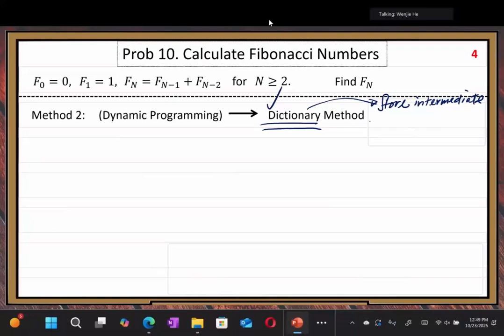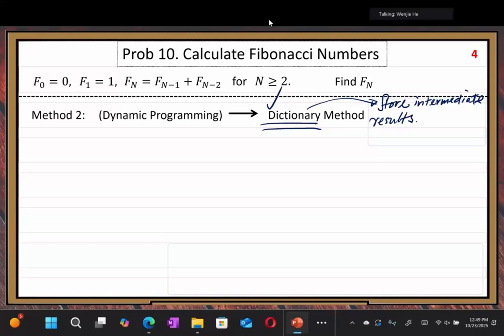Intermediate results. Dictionary, later we need to look up the data in the dictionary. So there is an important feature of a dictionary. We can look up any data item in the dictionary. So that's why people use this name.